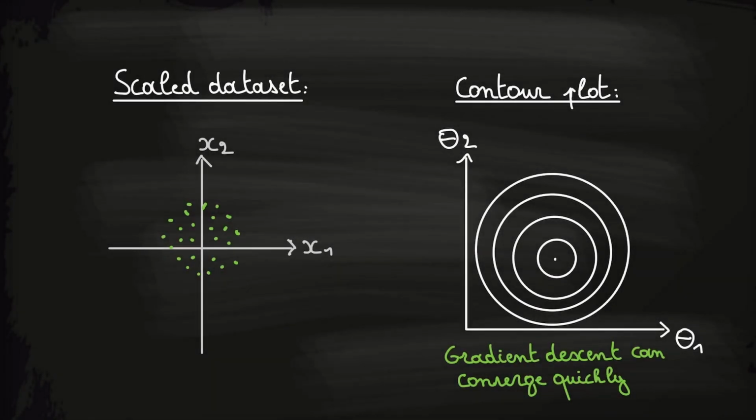So to get back to mean normalization. If we now plot the scaled dataset again, we might get a figure that looks as follows. As you see, all data will now be centered around 0. This will give us a contour plot that's less elliptical and thus gradient descent can converge quicker.